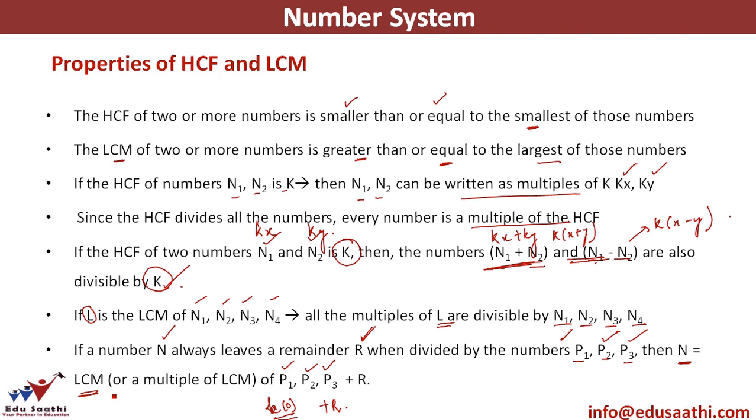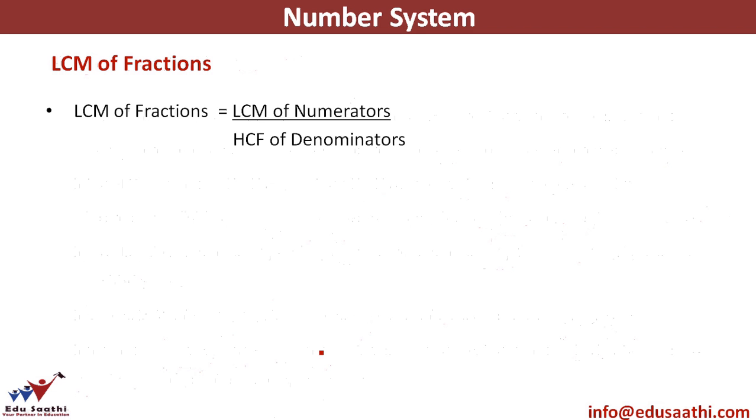So it will be LCM or a multiple of it, because I may be looking at the second or the third number that gives such a remainder. So it will be LCM of the divisors, which will be p1, p2, p3, plus the common remainder. This number would give me a remainder of 0, and added to the common remainder would give me my answer.